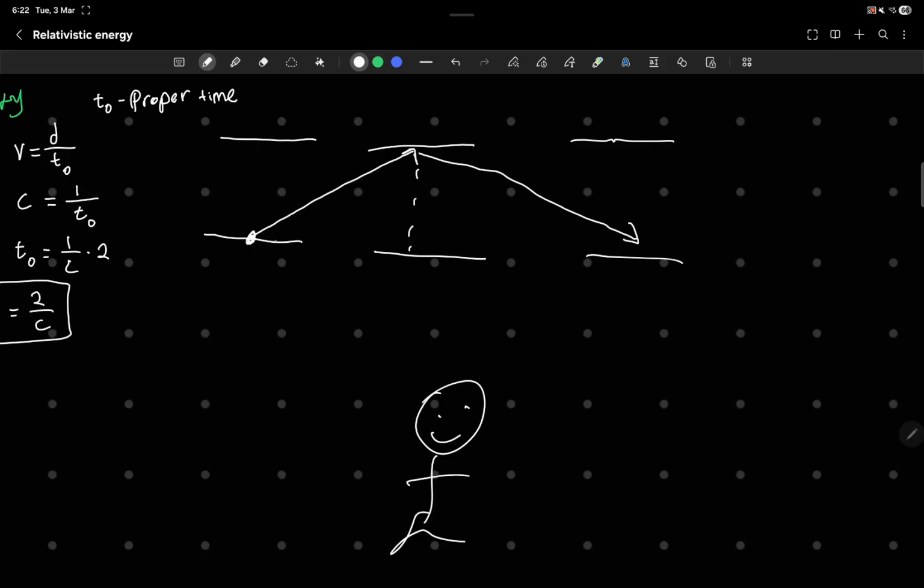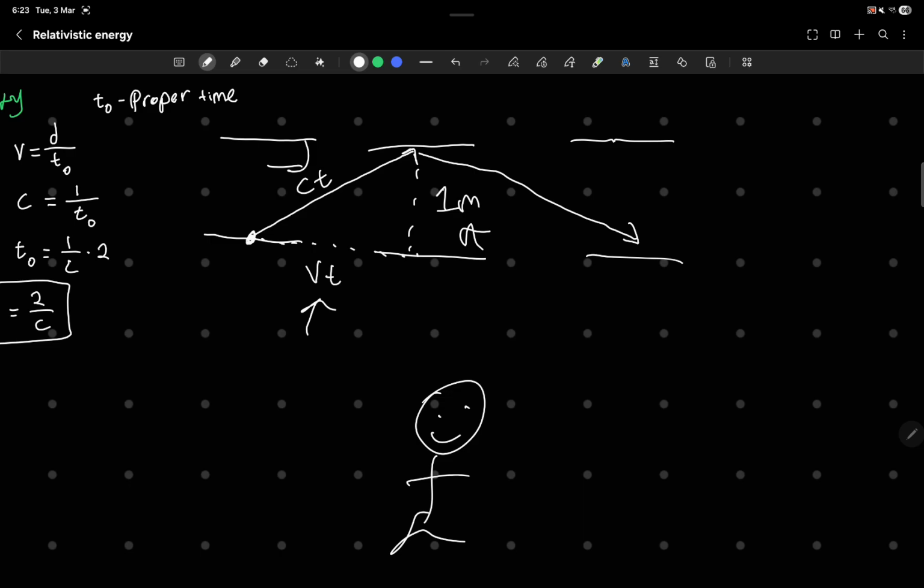So now let's try to fill in the gaps. We already know that the distance between the two plates is 1 meter, and this distance here is just going to be the speed of light times the extra time that it took. And then of course, in the x direction, this is just the velocity of the mirror times time. So we have a distance here, a distance here, and a distance here.